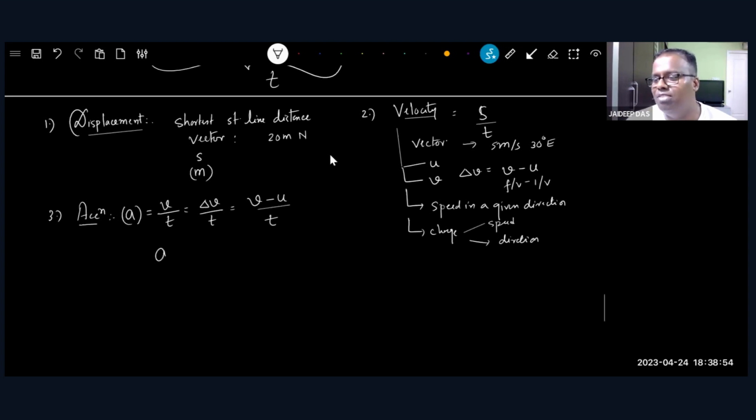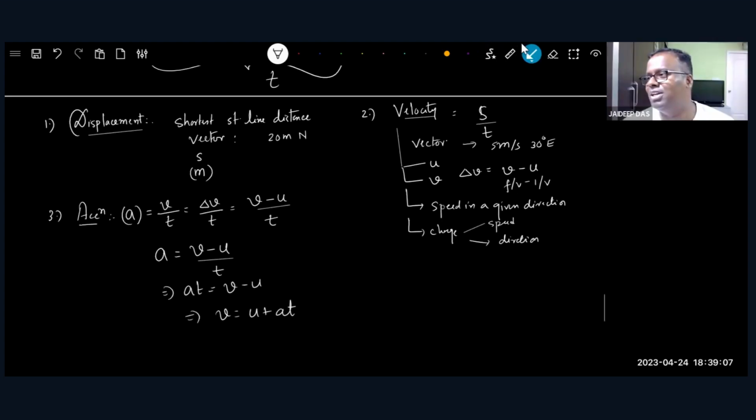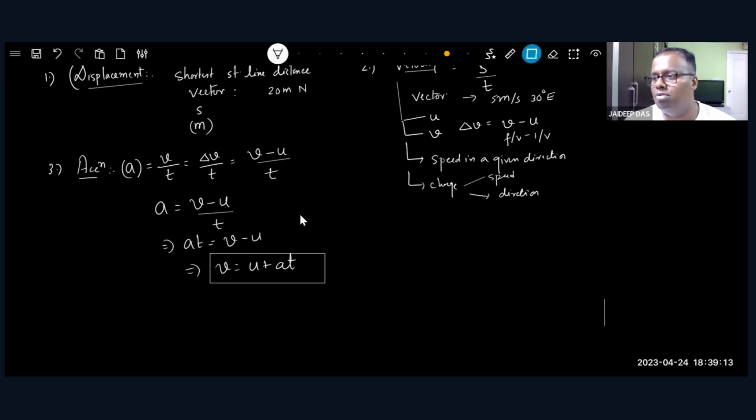In fact, you will have done the first equation of motion. Just see, V minus U by T. If you expand this, what is it? AT is equal to V minus U, or V is equal to U plus AT. The way you memorize it like a parrot, there is no need to memorize, it comes automatically. We will do this next class. Don't worry. Don't break your head here. Okay. So any other thing about acceleration you would like to say?